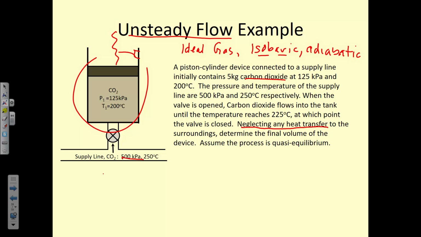Okay, and the only reason it's flowing is because this is a higher pressure than this. All right, so it's connected to a supply line which has a pressure and a temperature that are slightly different than the interior of this piston cylinder device. So because this is flowing into the piston cylinder device and the pressure is remaining constant, what do you think is going to happen to the temperature? So there's something that's warmer coming in. Do you think the final temperature is going to be higher or lower? Okay, should be higher, right? And it should be somewhere in between 200 and 250 is what we would expect.